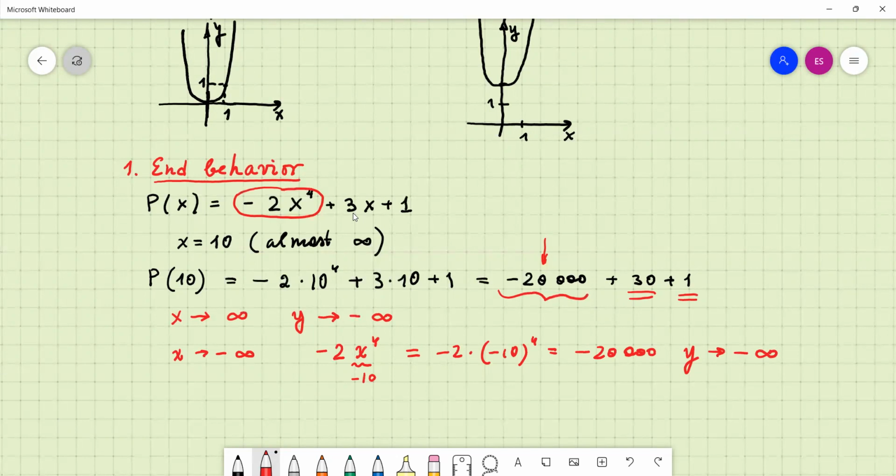You see? So normally what we are going to do to find the end behavior is look at the leading term and try to figure out what happens to this leading term when x goes to either positive or negative infinity.